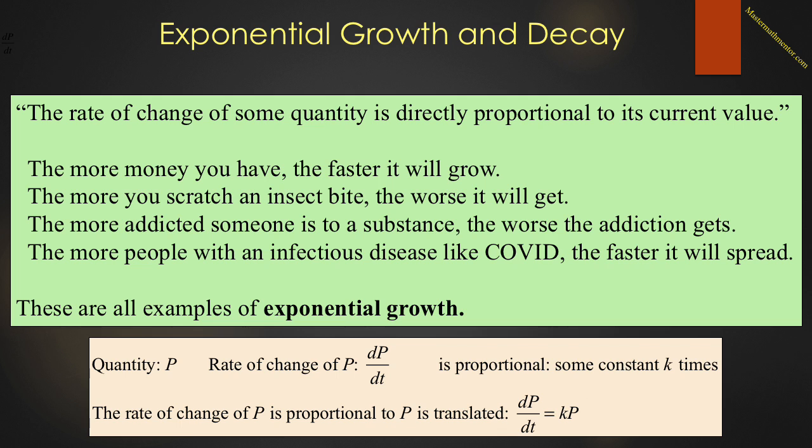So let's break down this statement. The rate of change of some quantity is directly proportional to its current value. We will call the quantity P, usually standing for population, although it does not have to represent people. The rate of change of P is simply the derivative, dP/dt. And is proportional means some constant k times. So the rate of change of P is proportional to P can be translated dP/dt is equal to kP. That we know is a differential equation and it is separable.